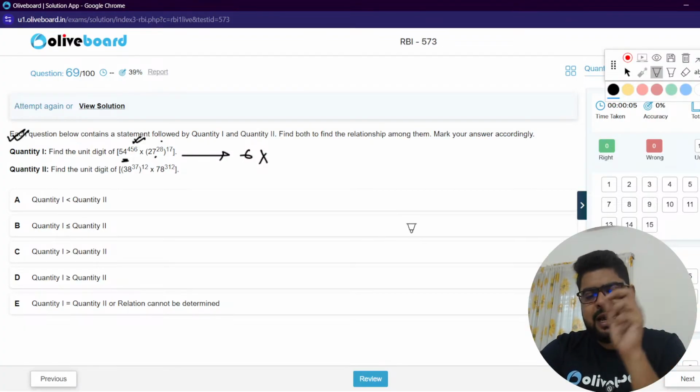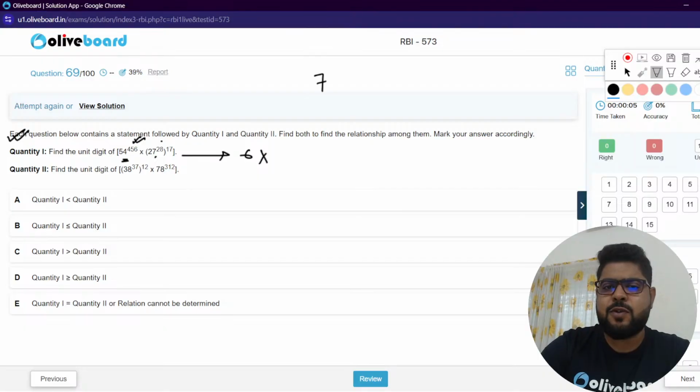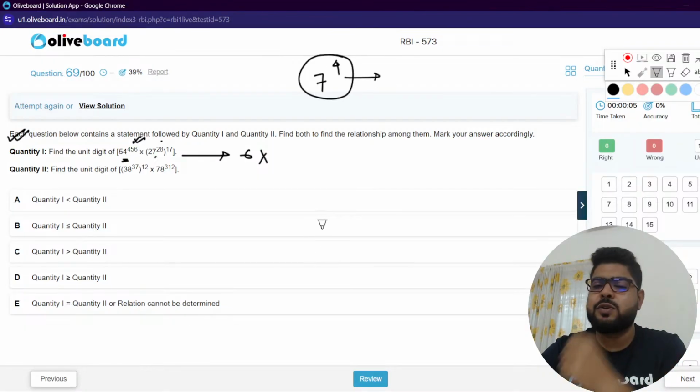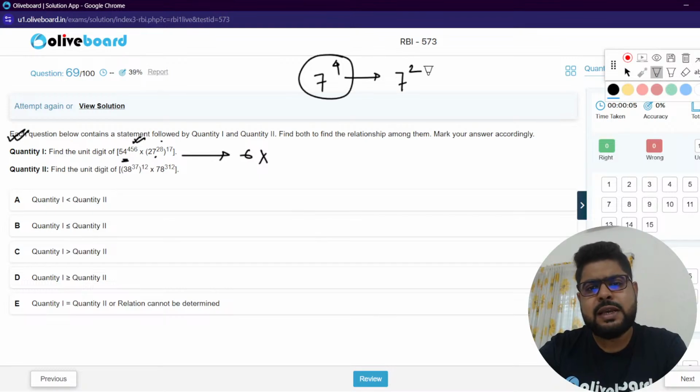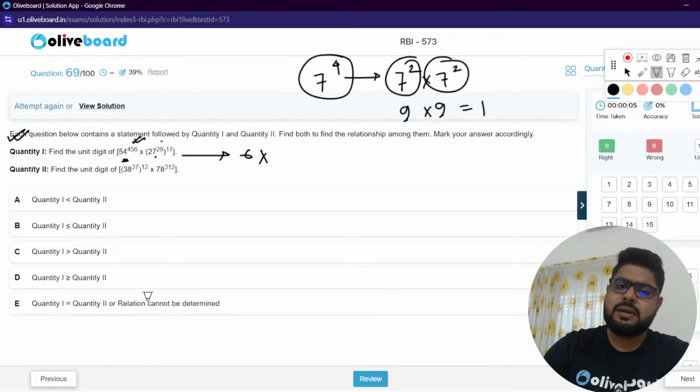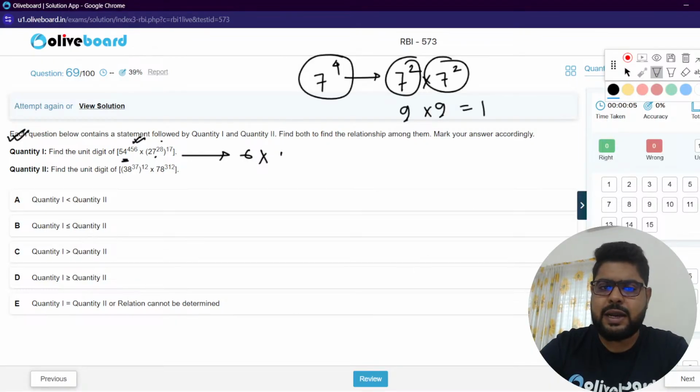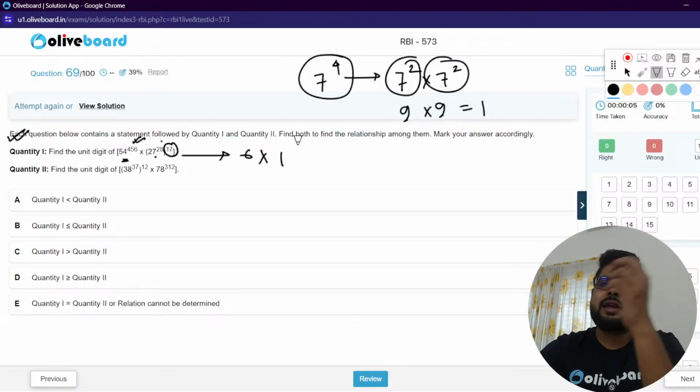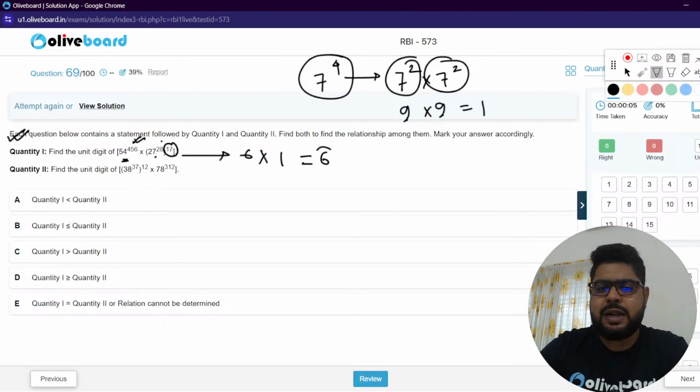Sir, what happens when 7 to the power 4 is there? What is the unit digit, sir? Again, you might say, sir, I don't remember. Don't worry. It is 7 square into 7 square, 49 into 49, meaning 9 into 9, that is 1. So it is 1 to the power 17. So 1 to the power anything is 1 only. So quantity 1, the unit digit is 6.